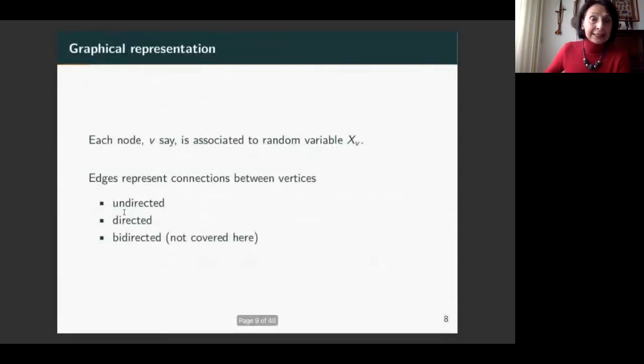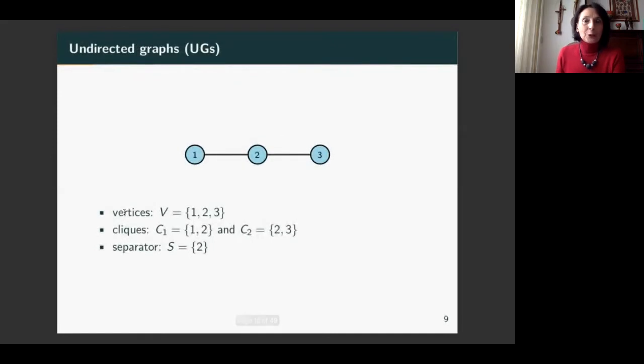One nice thing is that conditional independence can be represented graphically, with graphs where each node is associated to a random variable and nodes are joined by edges, which can be undirected, directed, or even bidirected, although this is a case not covered in this talk. So, for example, this is a toy undirected graph over 3 variables, having 3 nodes, 1, 2, 3, connected by edges 1-2 and 2-3.